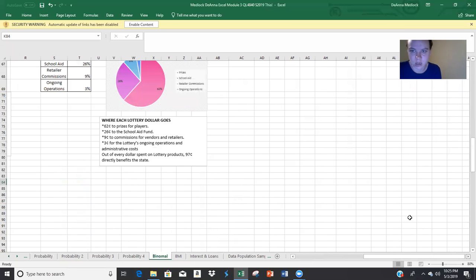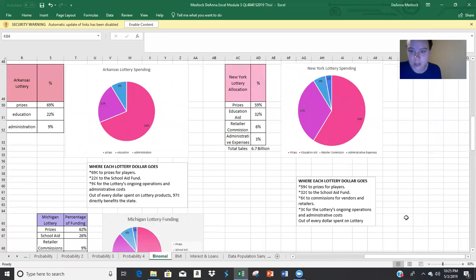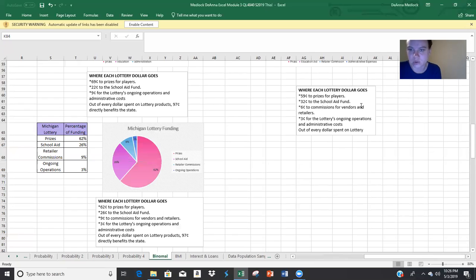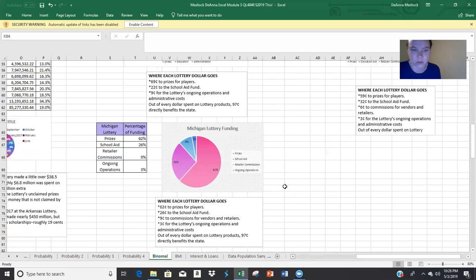And then for New York, 59 cents goes to prizes, 32 cents to the school aid fund, 6 cents to commissions for vendors, and 3 cents for the lottery's ongoing operation. So that's out of every dollar spent. That's where the money goes.